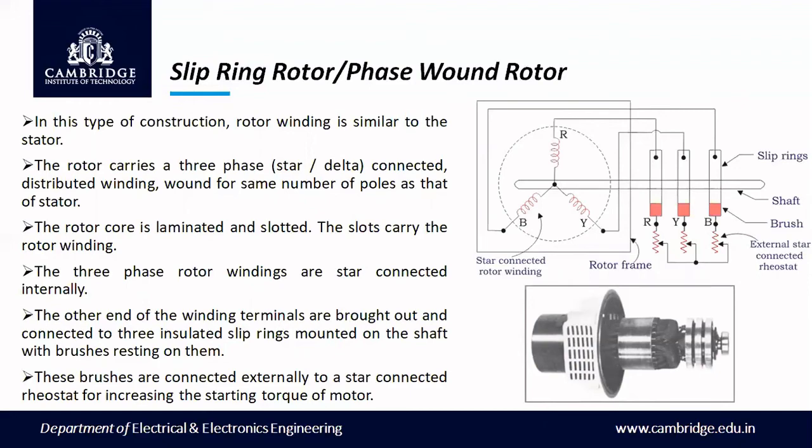Whenever a variable speed of induction motor is required, slip ring type rotors or phase wound rotors are used. So the main difference is, usually a squirrel cage will not have any windings. In the slip ring type, the rotor also will have windings, the same as the stator windings.